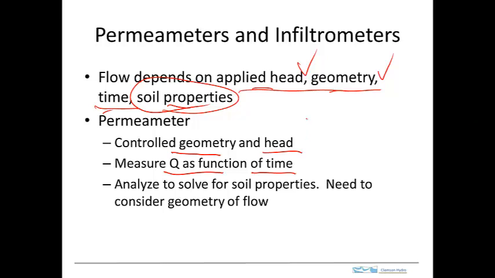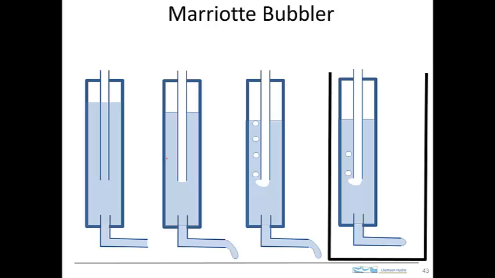And I guess one thing, let me just emphasize, we're going to control the geometry, and we fix the hydraulic head and measure the flow rate. Okay, that'll be how we do it in really both of the two instruments that we use. The Marriott bubbler will end up being an important device in these permeameters, and it's a very simple device, but it has some subtleties in how it works. So let me just describe it.